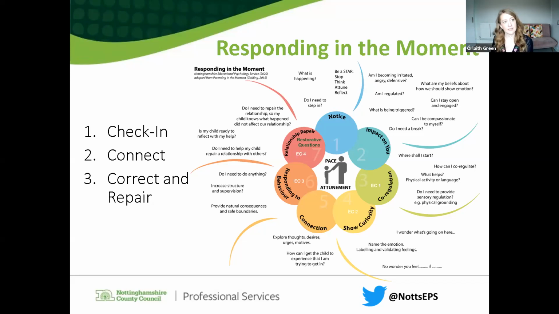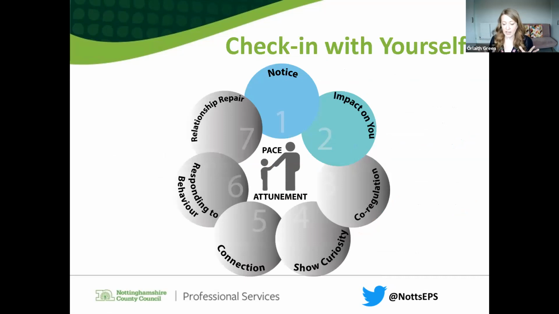So let's say, for example, something is kicking off in school, there's a young person who's really distressed. First thing we do is we check in with ourselves. Then we try to connect with the young person. Then we try to correct the behavior and repair the relationship. So we've split the model down into 3 steps. Check in with yourself. And that involves noticing what's going on in the environment, noticing what's happening for that child, noticing their individual influences, noticing what just happened before, noticing what is happening in the bigger picture for the child, and noticing the impact on you.